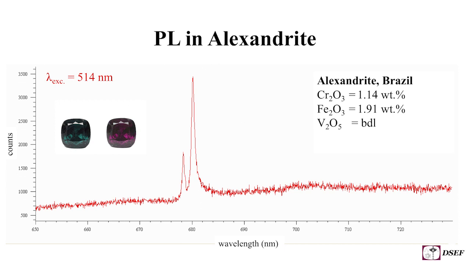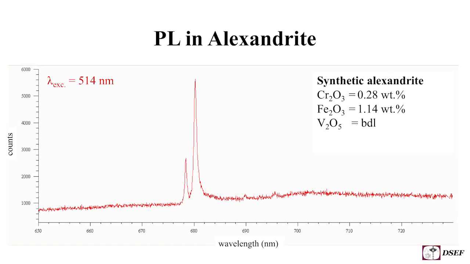This has chromium 1.14%, iron 1.91%. You see that the S1, S2 bands are actually entirely lacking. But there are also natural Alexandrites where the iron concentration is low. So there can be some S1, S2 bands, and there are also synthetic Alexandrite like this one here with higher iron concentrations where the S1, S2 bands are very low.